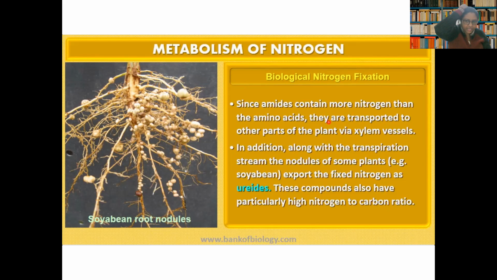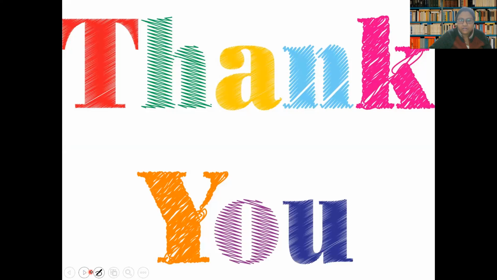Now I wish to say a few things about exceptions. In some plants, nitrogen is transported not in the form of amides; it may be transported in the form of ureas. They have a very high nitrogen to carbon ratio and are a very good way of transporting nitrogen. So with this we are done.